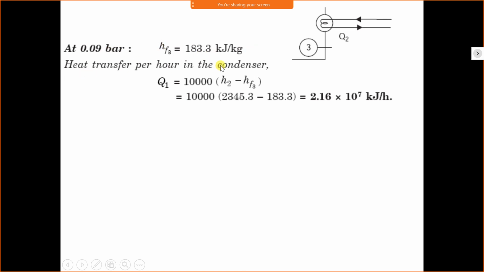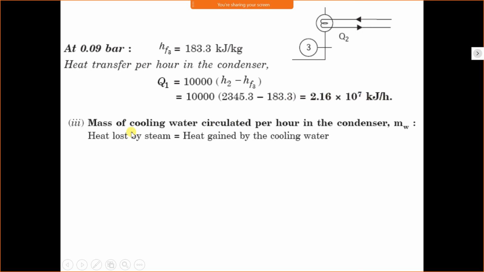Therefore, heat transfer per hour in the condenser is the enthalpy difference across the condenser, that is H2 minus H3, and H2 we have calculated in the case of turbine power. That is H2 minus HF3. When we multiply enthalpy by the mass flow rate, we get heat rejected in kilojoule per hour. Therefore, 10,000 into (2345.3 minus 183.3) is 2.16 into 10 to the power 7 kilojoule per hour.